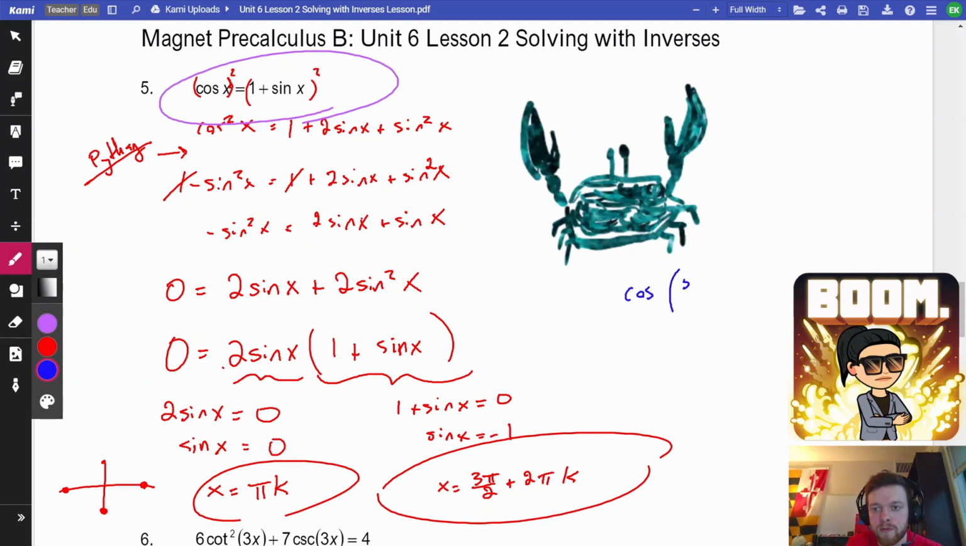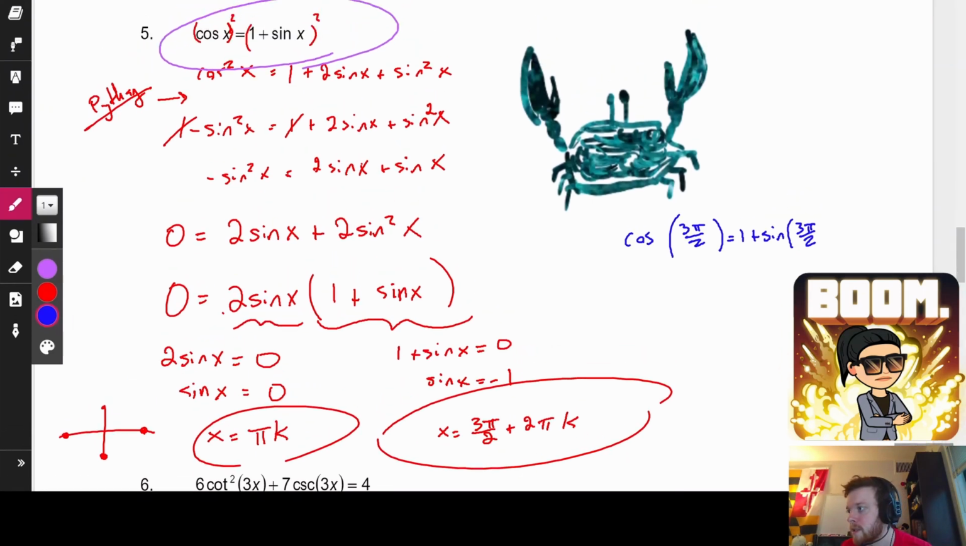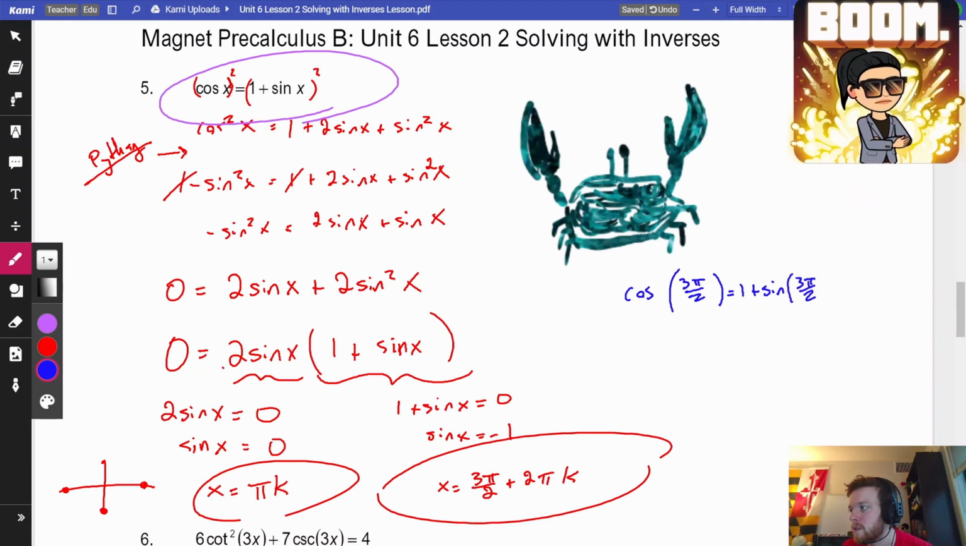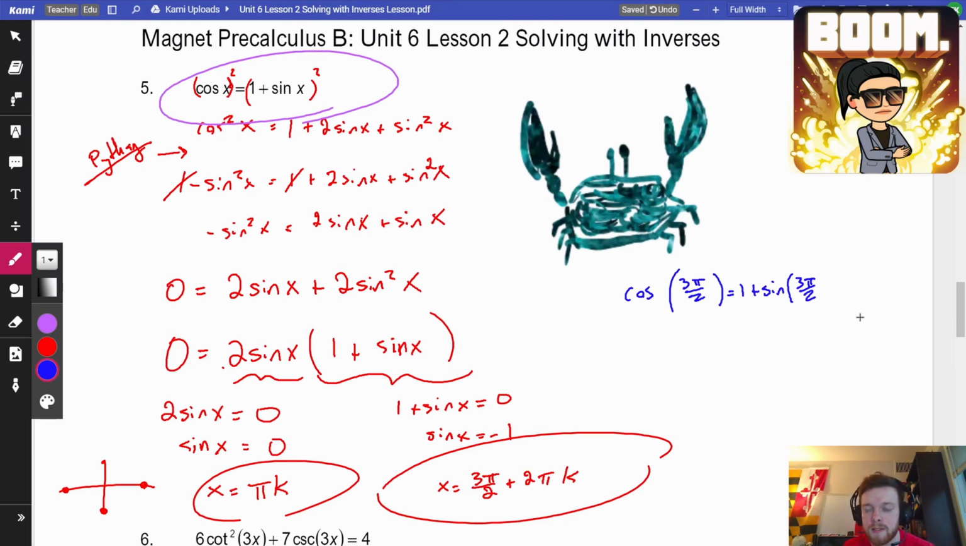Cosine of, let's do 3π/2 first. Cosine of 3π/2 is equal to 1 plus sine 3π/2. And actually, just for the sake of this, let me go ahead and move Mrs. Contreras. There we go. All right, so you guys can see this. Cosine of 3π/2, that is the x-coordinate at 3π/2, that's 0. 1 plus sine 3π/2, that's negative 1. 0 equals 0, check. That's good.